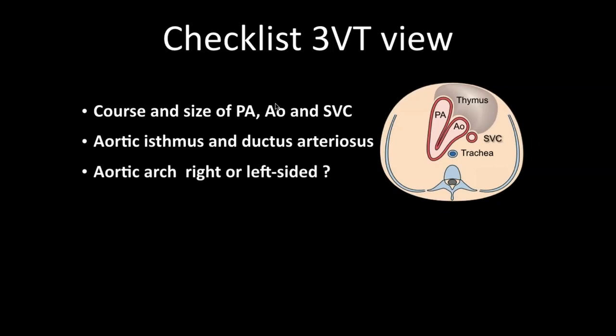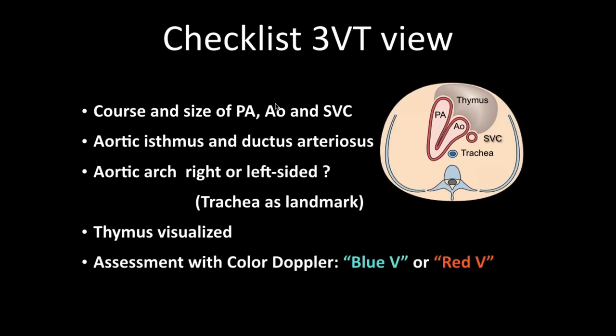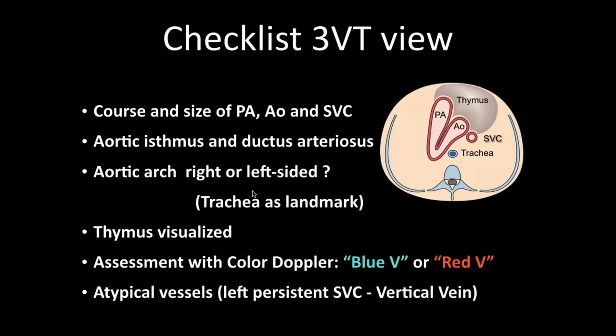Is the aortic arch right-sided or left-sided in relationship to the trachea? Do we see the thymus gland? And as we add color Doppler, what direction of flow do we see? These are all important things. And do we have extra vessels? Do we have a fourth vessel at the level of the three-vessel trachea view? Is this a persistent left superior vena cava, or is this a vertical vein, as I will show you, from an anomalous pulmonary venous return?